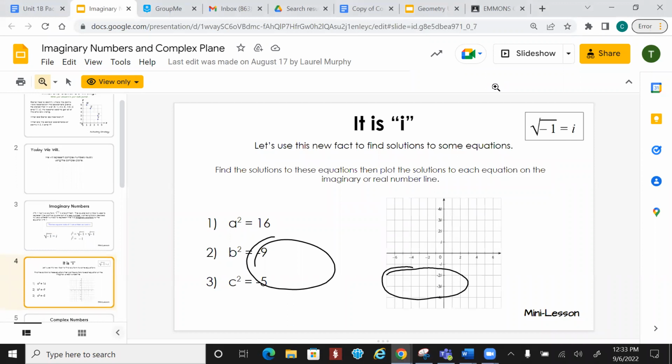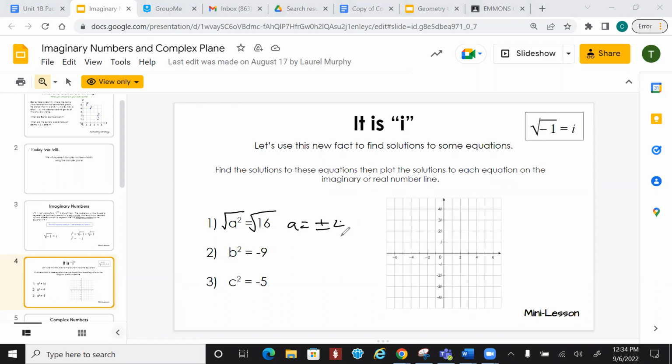All right. Now, let's use this fact to find solutions to some equations. So find the solutions to these equations, then plot the solutions to each equation on the imaginary or real number line. Okay, so what we're going to do is we're going to take the square root of both of these. What's the square root of 16? 4. And we have that positive and the -4, right? So on the real number line, we're going to graph 4 and -4.